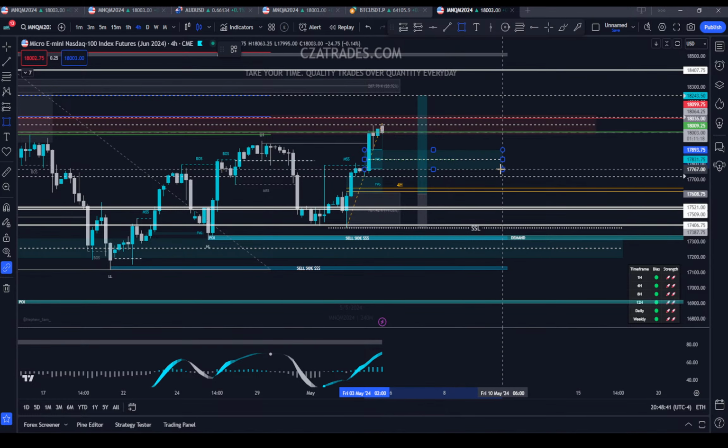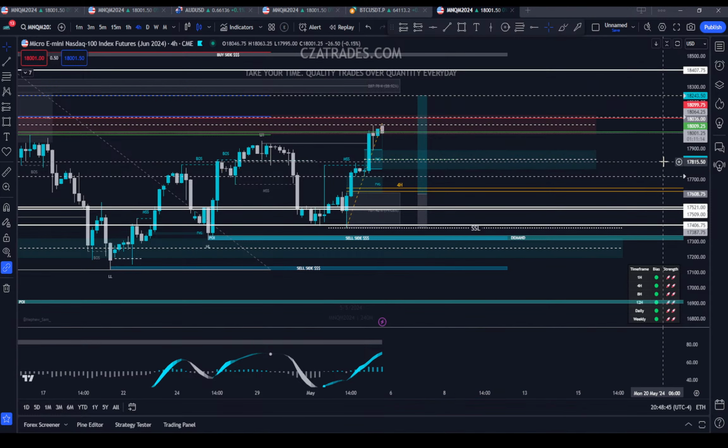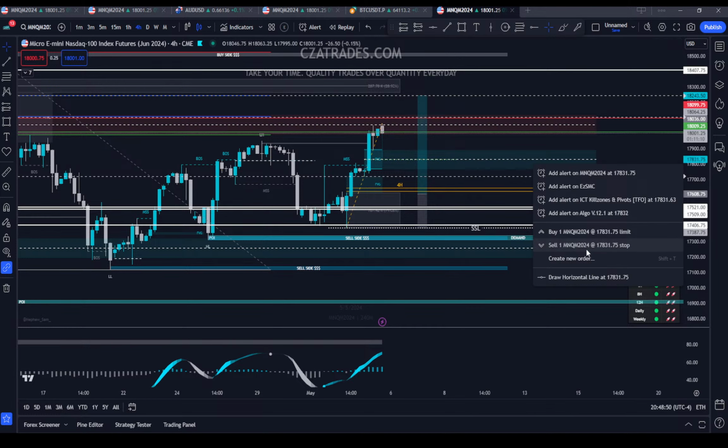Because that's what we do on this channel. We're making sure we're marking out points of interest. These are the points that we want to trade. These are points where we will see price action being tested. Let's set an alert. This level here, 17,831.75.